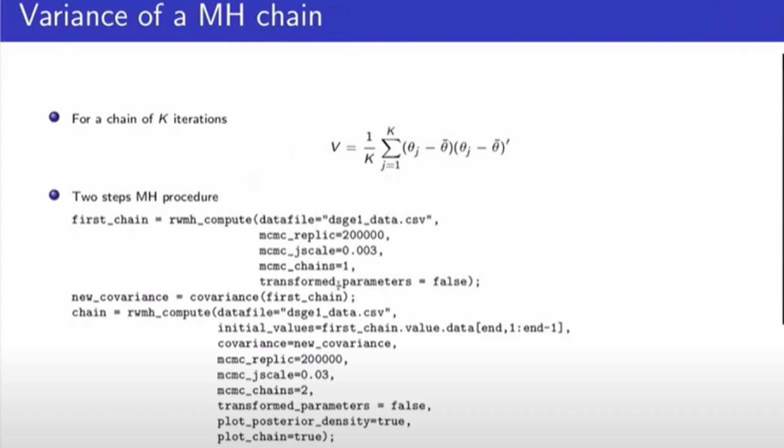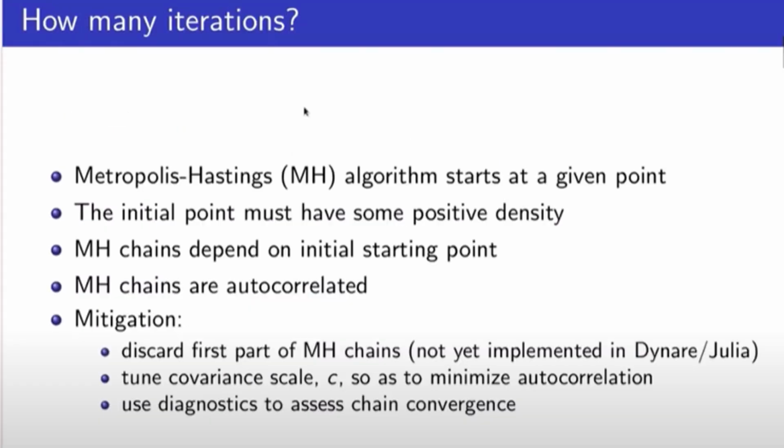There are several questions that come up when we want to set up Metropolis-Hastings. Two of them are very obvious: how many iterations should I do, and what is a good value for MCMC scale? The two questions are related. The question of the number of iterations is essentially about convergence.